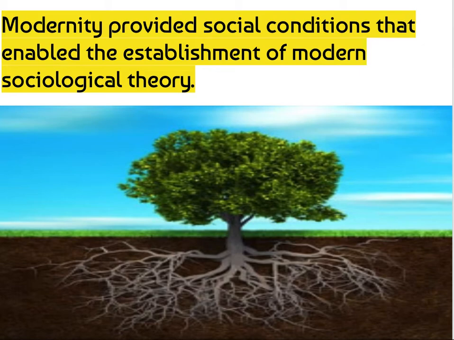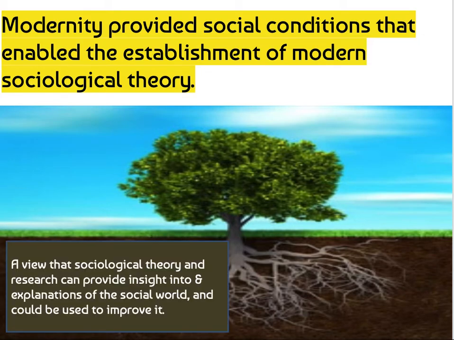This may help you to picture this process. The idea here is supposed to be that modernity is providing us with the social conditions for the establishment of the modern sociological theories that we've been studying. Taken together, these changes in society are helping to facilitate or allow the view that sociological theory and sociological research can provide insight into and explanations of the social world, and this could be used to improve it.